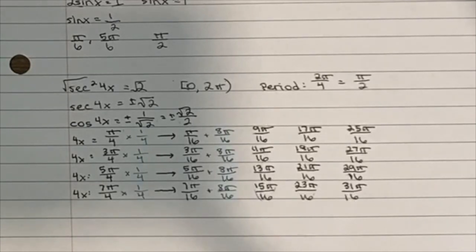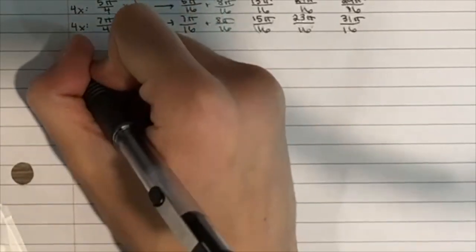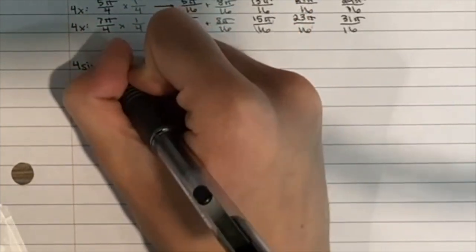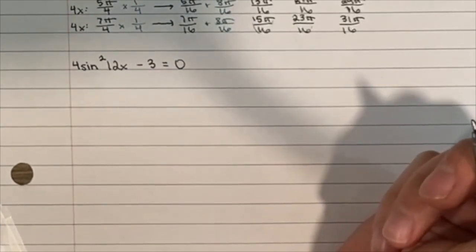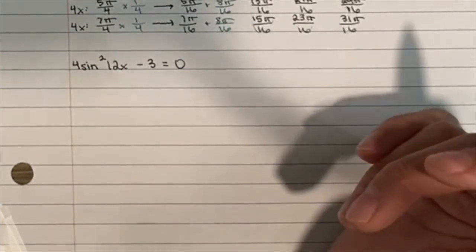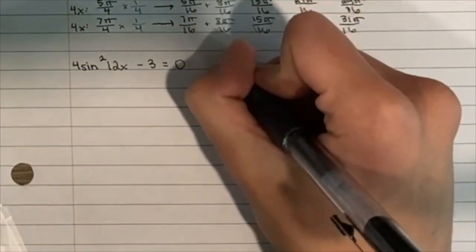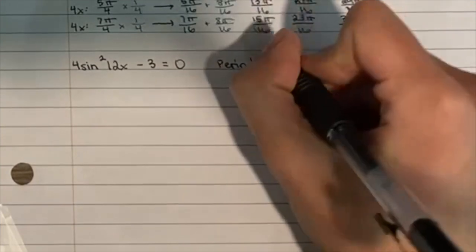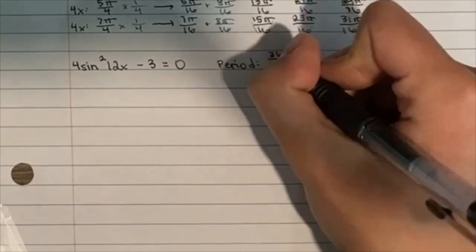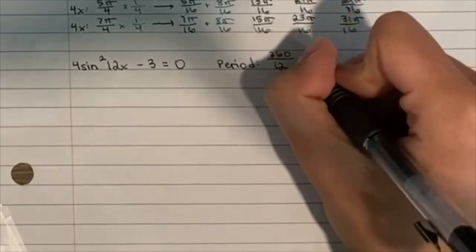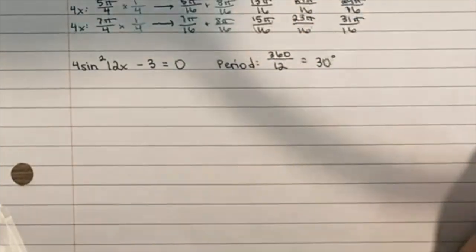For the last one, I'm going to do 4 sine squared 12x minus 3 equals 0. And this one is going to be all possible solutions in degrees, so not just between 0 and 360. So same thing, we have another period change. I'm going to go ahead and find the period. Since we're in degrees, I'm going to do 360 divided by 12, which gives us a period of 30 degrees.